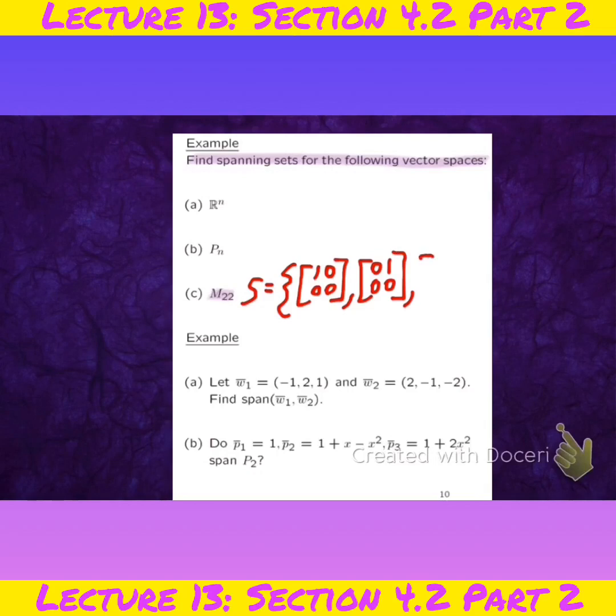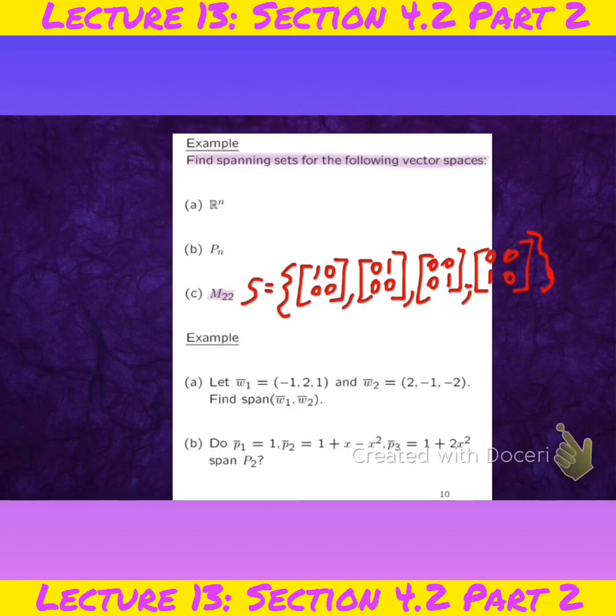You can take the third one as this. And the last one you can take as, you're going to put a 1 there, you're going to put a 0 there, a 0 and a 0. Okay, so that is definitely a spanning set of M22.